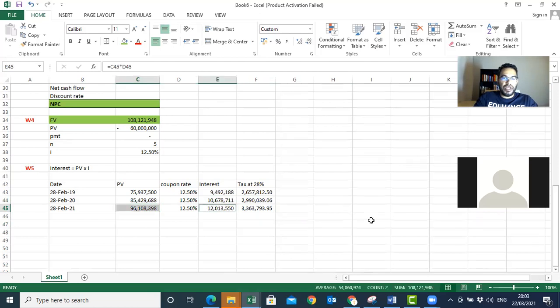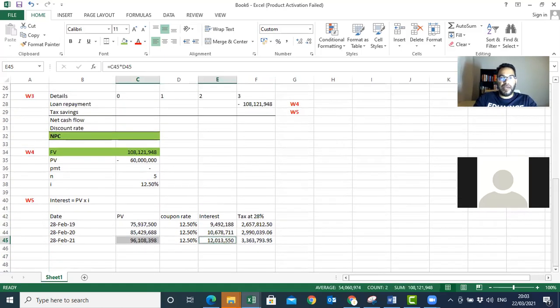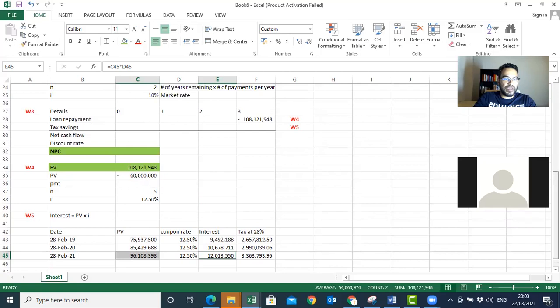As you can have a look, if you add the latest present value plus the last period's interest, it will add up to the repayment amount of 108,121. So now you know that our 108,121 is correct because it's adding up to the present value plus the last interest payment. So now I'm happy that our loan repayment calculation is correct.